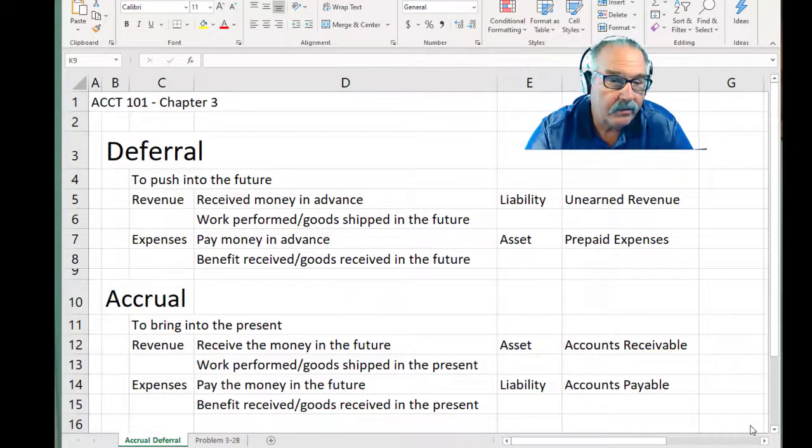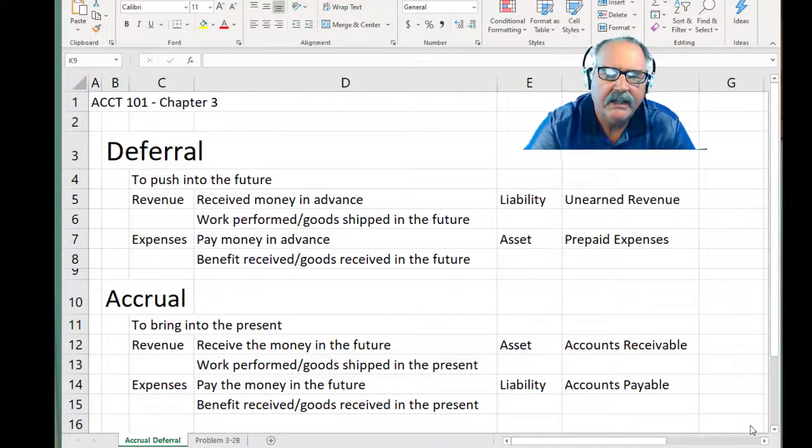Or in the case of the Rolling Stones, they have a concert sometime in the future, they sell the tickets, they get all this money in. They haven't done anything until they actually do the concert. They haven't earned that revenue. So whenever we receive money in advance of when we're actually going to do the work or provide the service or ship the goods, we have a liability account called unearned revenue.